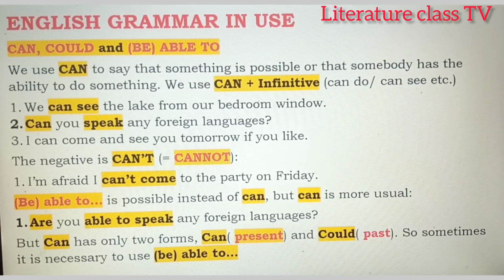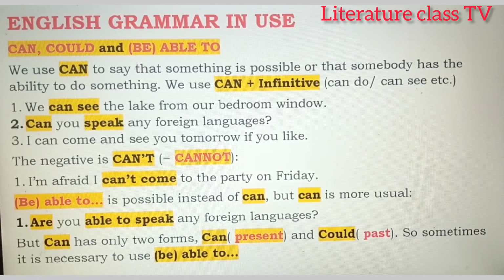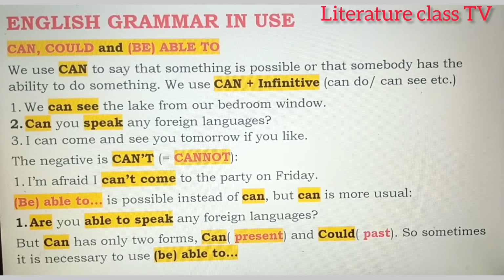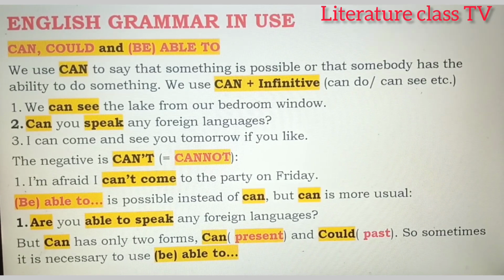But can has only two forms. Form 1, can, we use for present simple, and could for past. So sometimes it is necessary to use be able to. We know that be able to is possible instead of can, even if can is more often used than be able to.